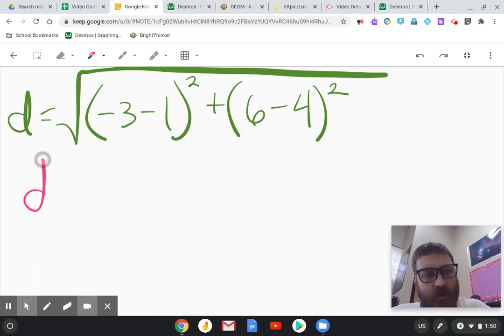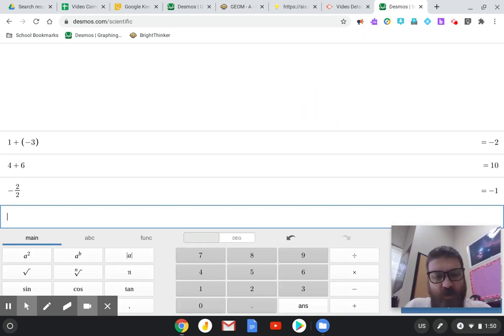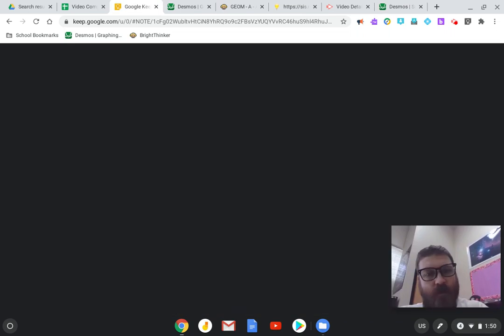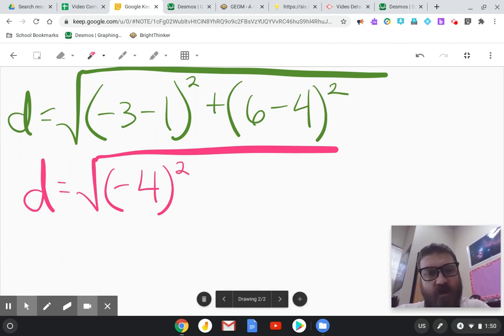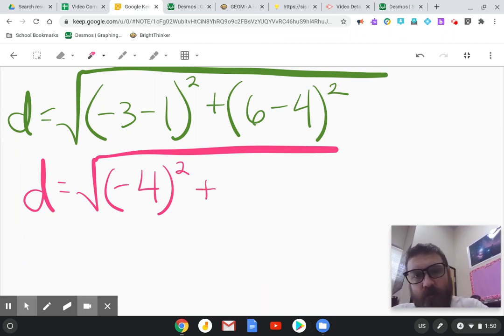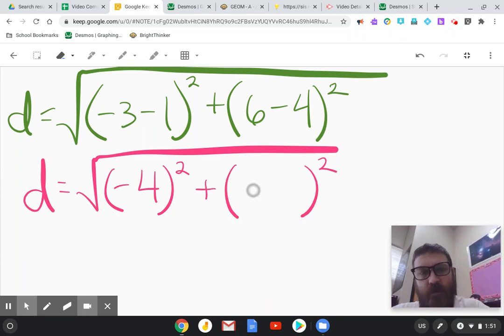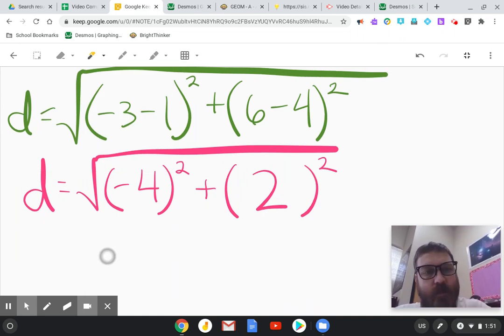Let's go in here. Again, d equal to the square root of -3 minus 1. No shame in using Desmos for that. -3 minus 1 is -4. Now, you'll notice I left the parentheses around that -4. That is key. You need to square -4 with parentheses, and I will show you why in a minute. 6 minus 4 is 2. All right. Let's jump on to our next step.